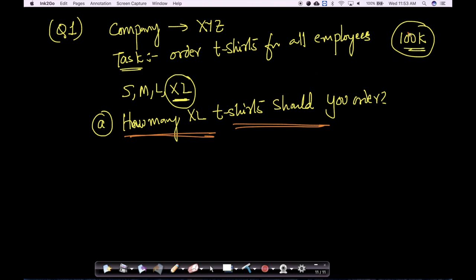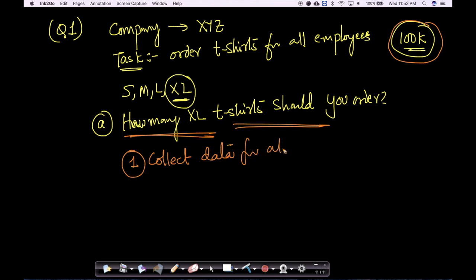One way is to ask all the 100,000 employees. Okay, strategy one is to collect data for all 100K employees. That's one way. But this will be too time consuming, a lot of time wastage, a lot of people have to give data, right? You can collect all the data for all the 100K employees, but let's assume the cost of collecting data is too high. Then you come up with an idea.